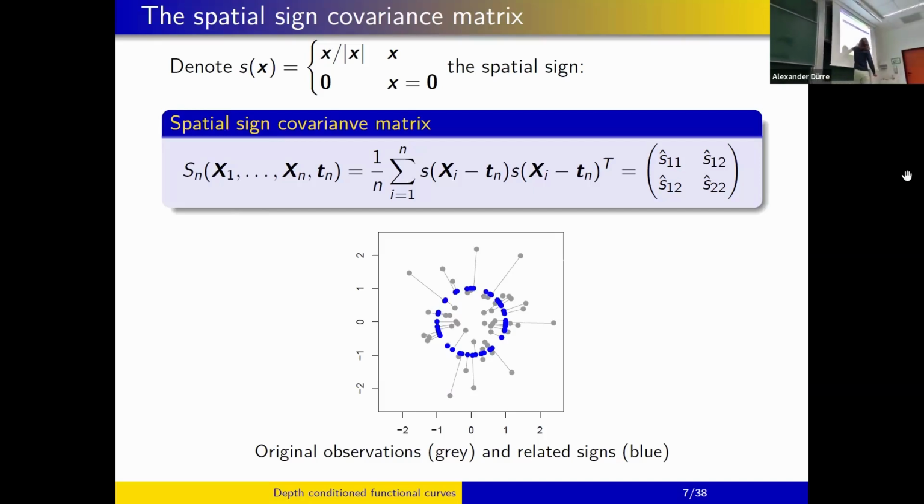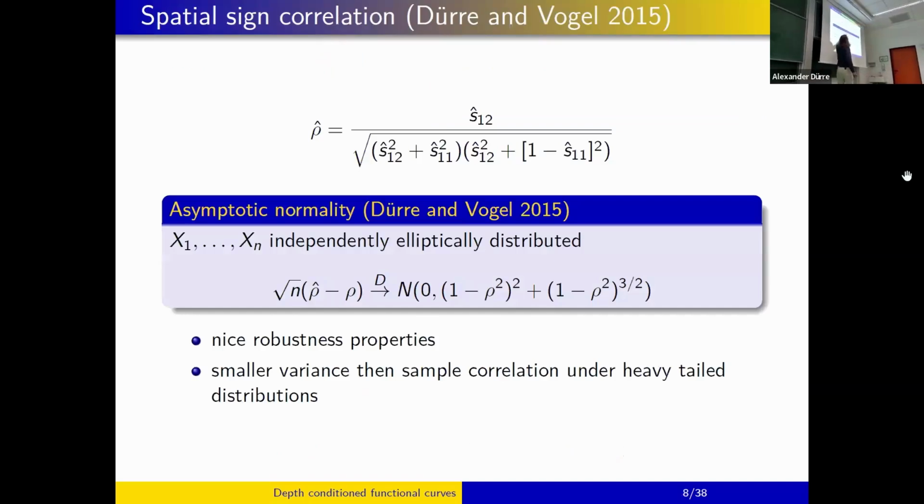So you compute the covariance of these points, then you get a covariance matrix, and then you don't compute the correlation like you know it from a normal covariance matrix, but you do this transformation, which is a little bit different. But you have to do it to get consistency under a normal distribution, but it's not so important to know this formula.